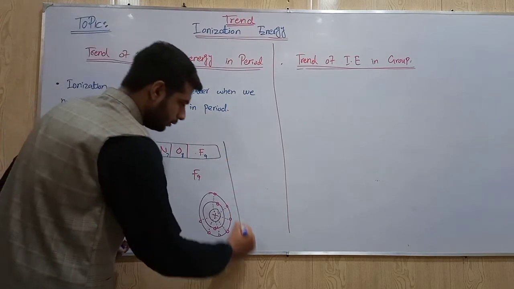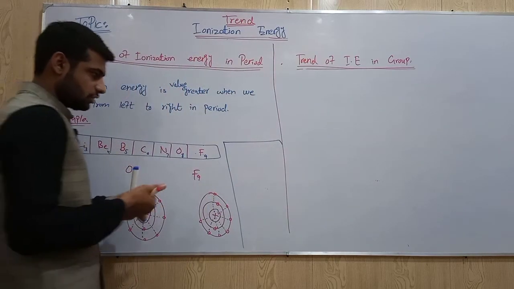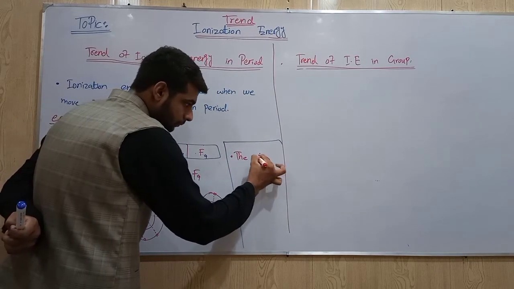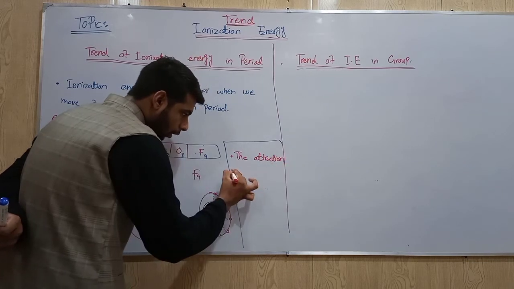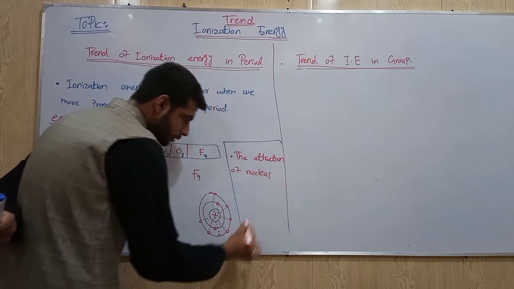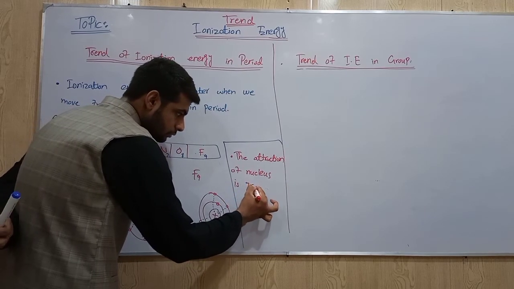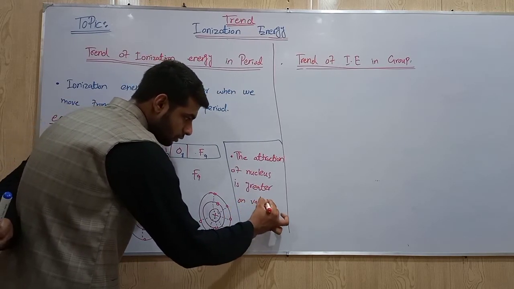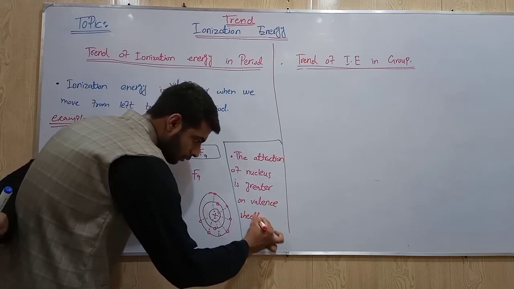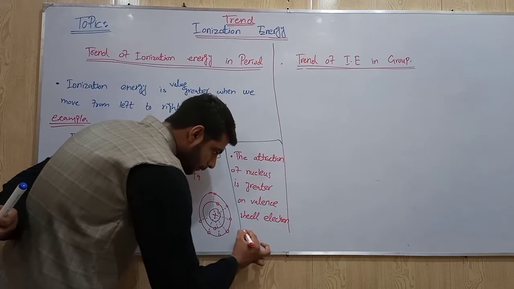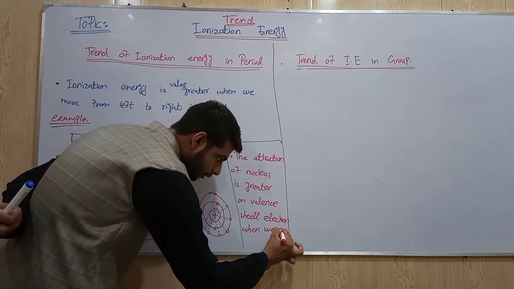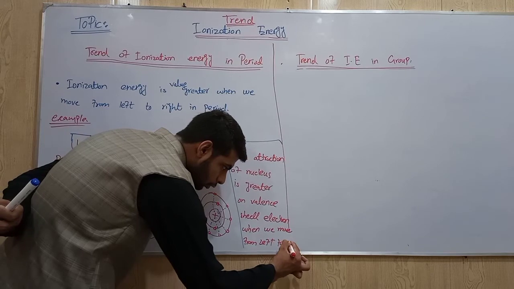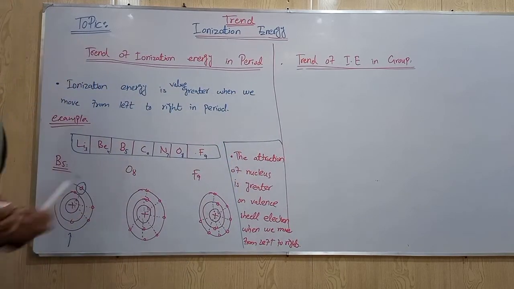I will discuss this reason. First, the attraction of nucleus is greater on valence shell electrons when we move from left to right. Okay, this is the reason.